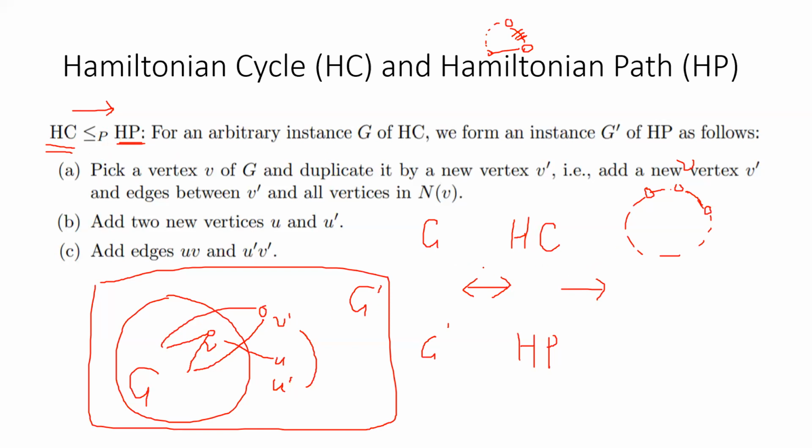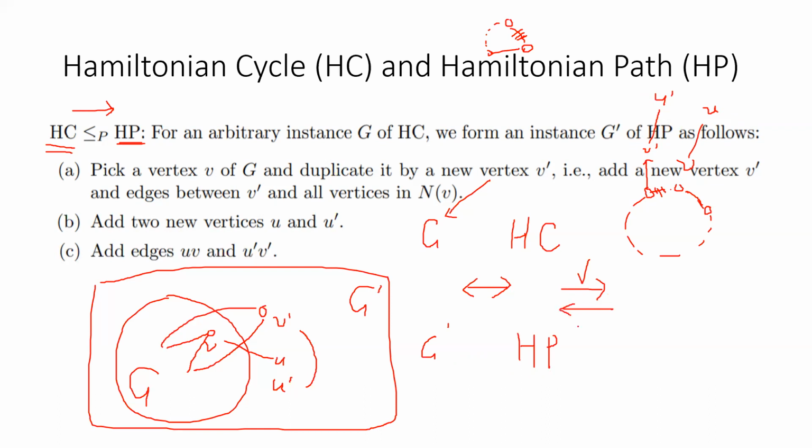So if for graph G we have a Hamiltonian cycle, then what we need to do is to cut this one and point this to V prime, because this is a neighbor of V, so it will also be a neighbor of V prime. And then this connects to U prime, connects to V, U. Okay, and this is a Hamiltonian path for G prime. And we successfully proved this direction.